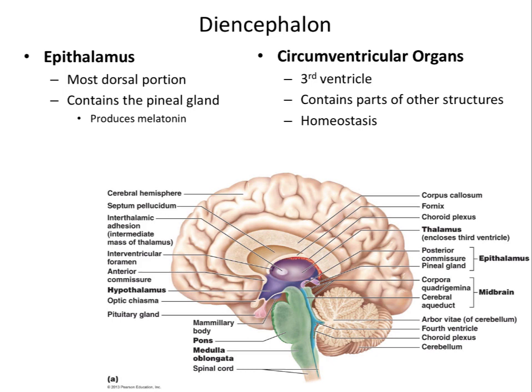The last part of the diencephalon are the circumventricular organs. These are found in the wall of the third ventricle, and they contain parts of other structures like the hypothalamus and the thalamus. They are important in homeostasis. They monitor various levels such as fluid balance, hunger and thirst, and work with other structures to help maintain and control homeostasis.